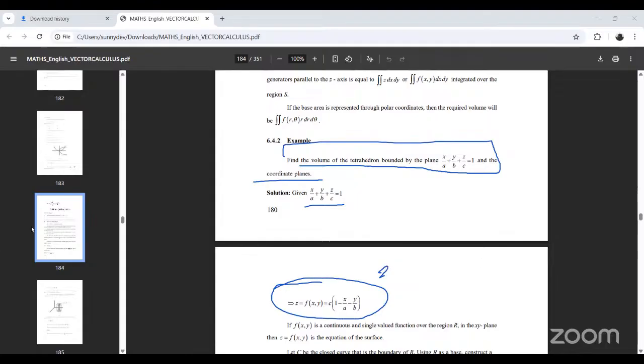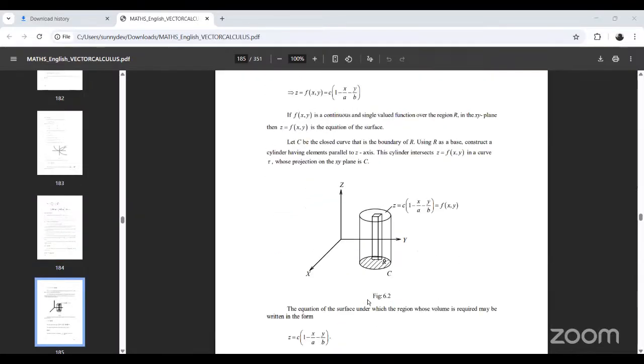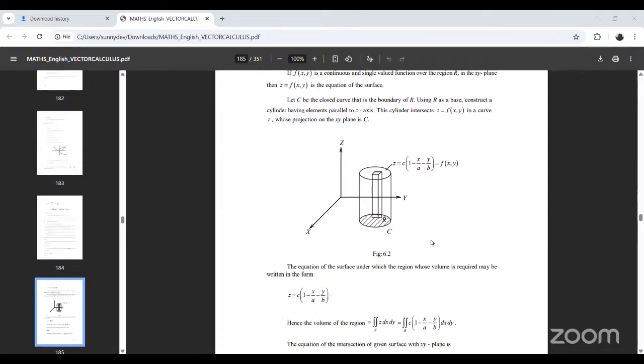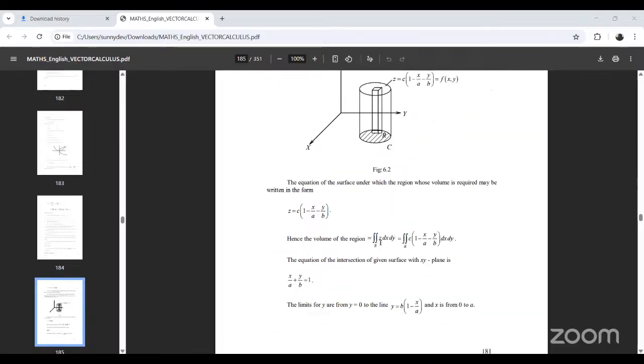From there we can find the area of the region. So here z equals c times (1 minus x by a minus y by b), which equals f of x comma y. Now the volume of the region is the integral of z dx dy. Already z is c into 1 minus x by a minus y by b, dx dy. The equation of the intersection of the given surface with the xy plane is x by a plus y by b equals 1.